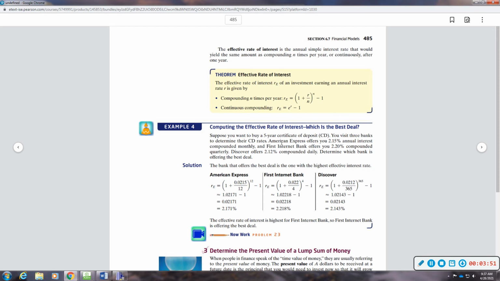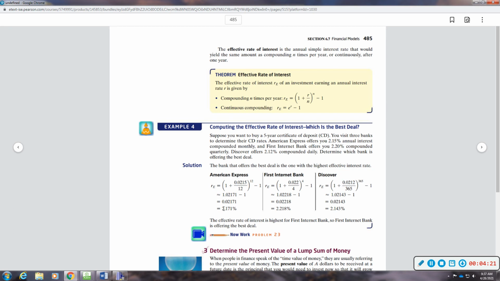So you have 3 different banks offering you CDs. So one is giving you 2.15 and you get it monthly. One is offering you 2.20 quarterly, so 4 times a year, and one is giving you 2.12 daily. Which one would be better? So you would almost think, oh, the higher number would be better. But as you go through the computations, you'll see which one actually gives you more money over the time period that they give.